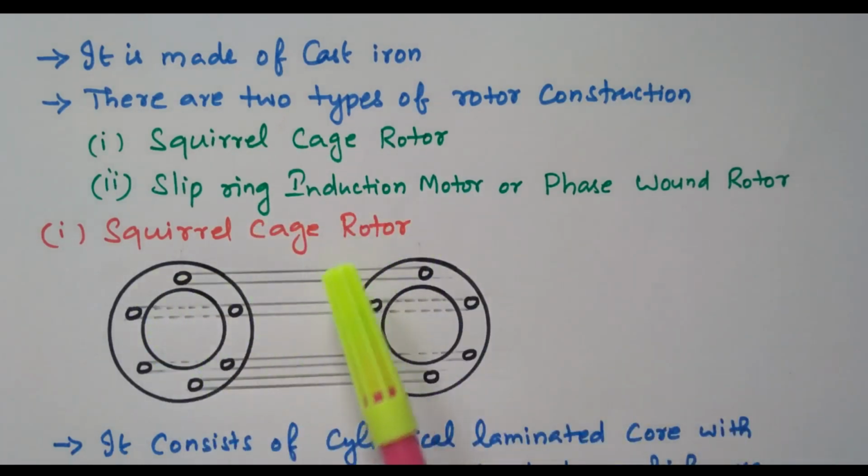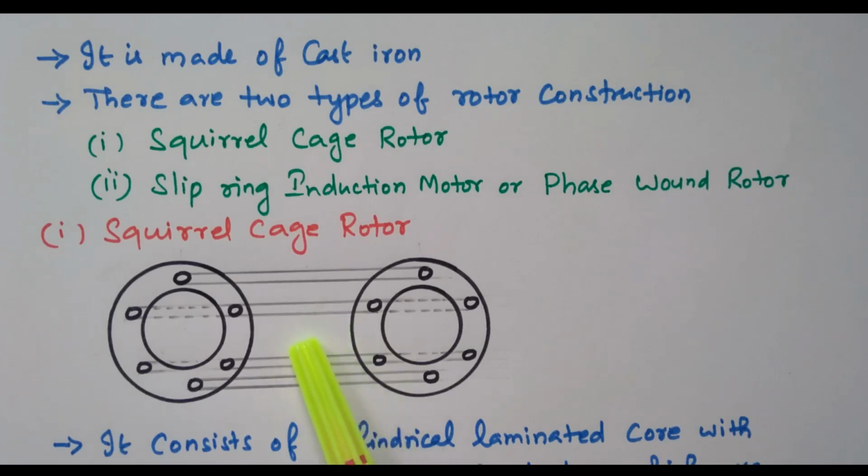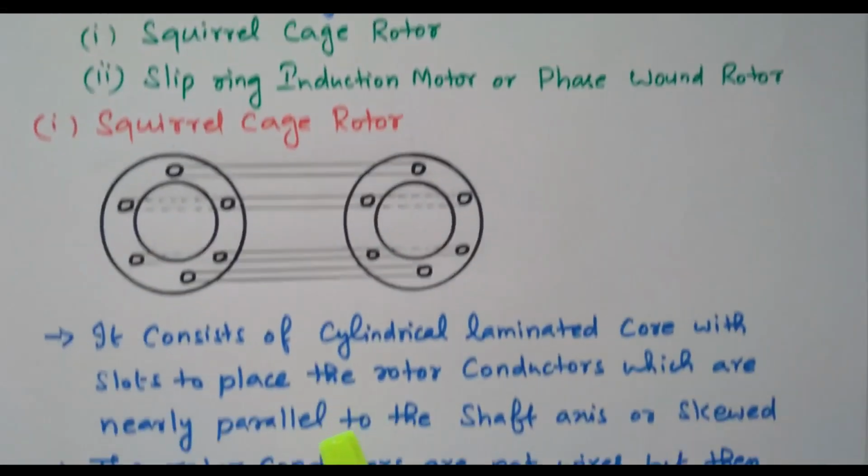First we will see the squirrel cage rotor. This is a rotor, and these lines are the copper bars. Copper bars are permanently placed, so they act as the rotor winding or rotor conductor. We cannot modify them. During the construction itself, the copper bars are permanently placed. But in case of slip ring, we can add some external resistance and modify the winding also. In this squirrel cage rotor, it is permanently placed, so no modification can be done. Now we'll see the construction.